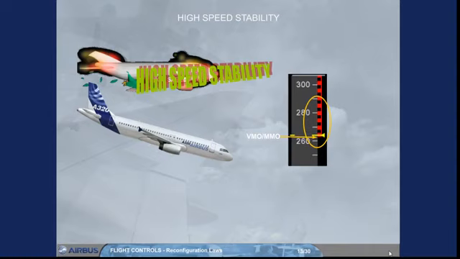Note: if the speed exceeds VMO/MMO, the autopilot, if engaged, will disconnect. And in addition, the ECAM overspeed warning message is triggered, like in normal law.